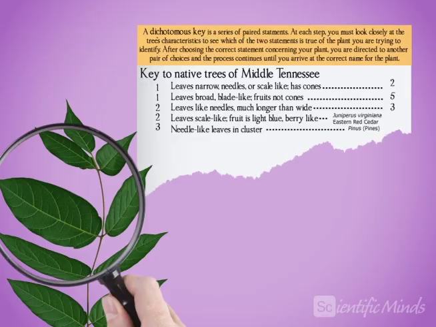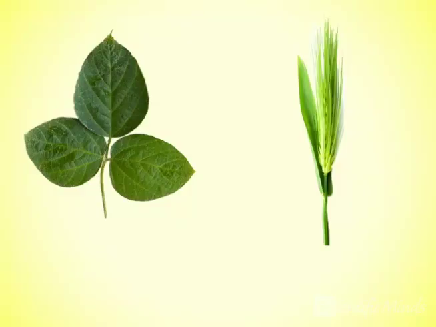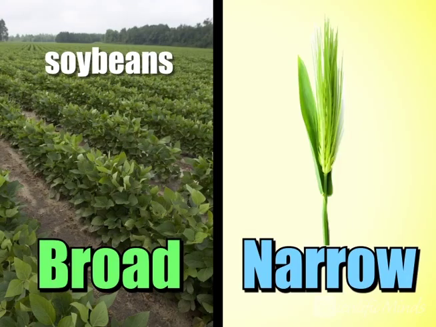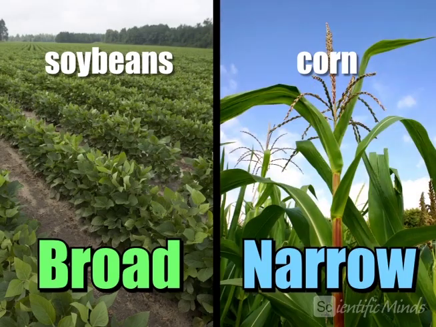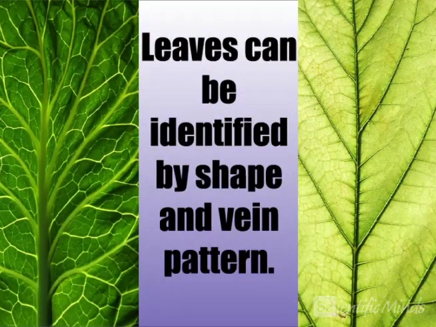You might be asked to use a dichotomous key to classify a plant according to the size, shape, and arrangement of its leaves. Leaves can be identified as either broad or narrow. These soybeans have a broad leaf. Corn and wheat have narrow leaves. Leaves can further be identified by shape and vein pattern.